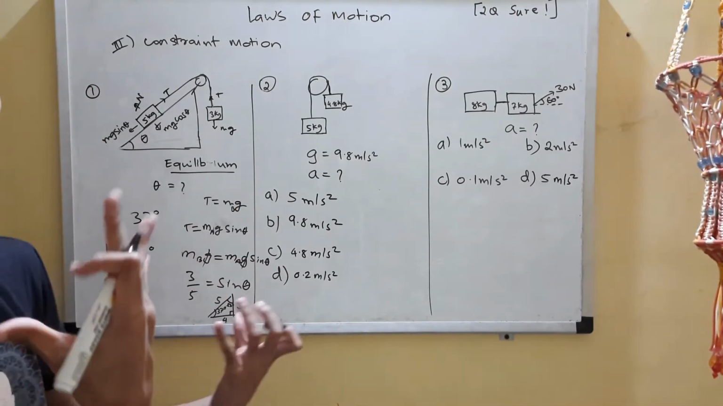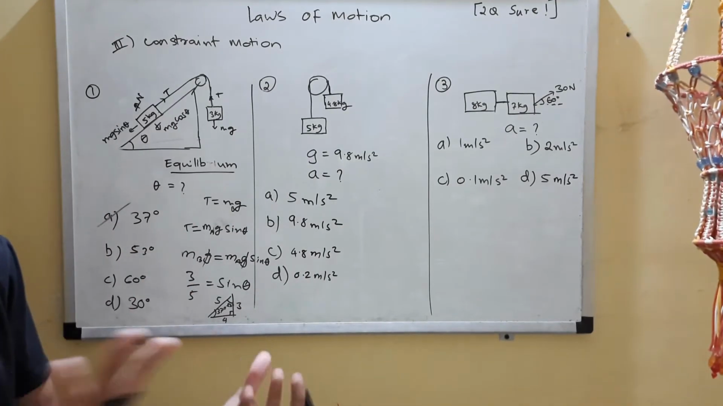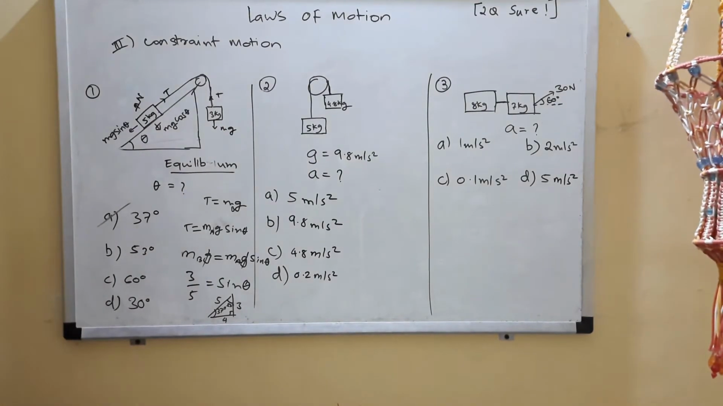So a lot of things to remember today. You are learning a lot of new things, right? So that is the aim of the series. So yeah, option A, 37 degrees, is the correct choice over here.